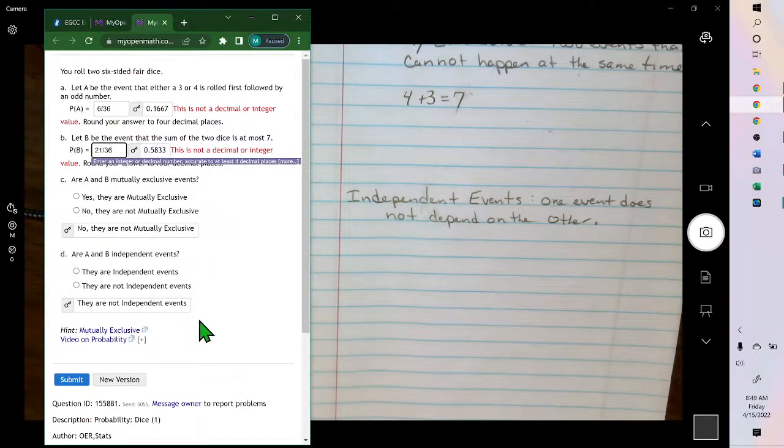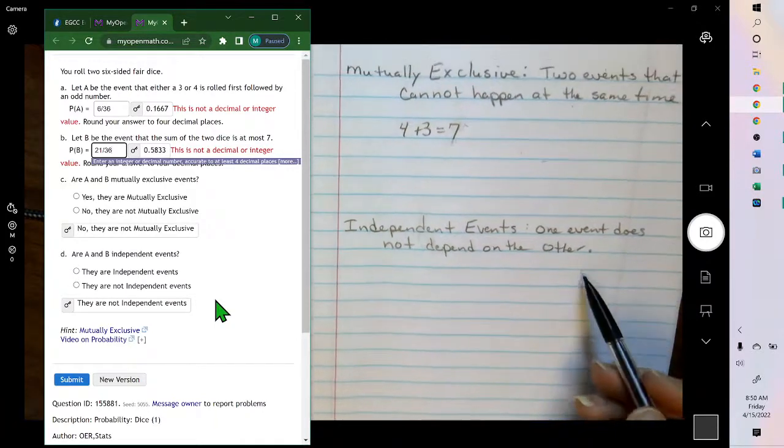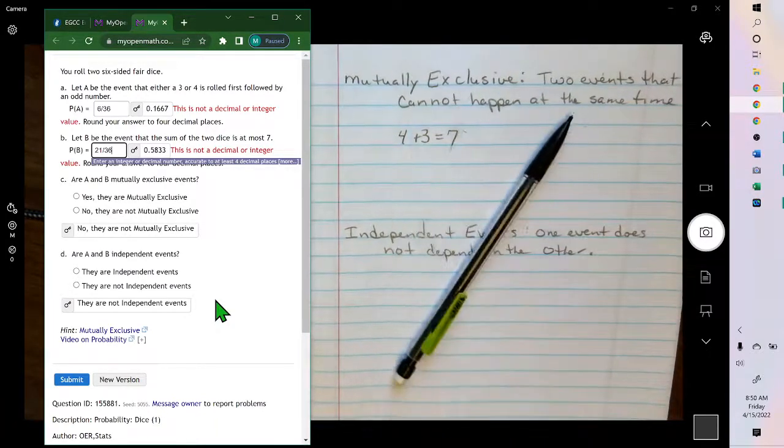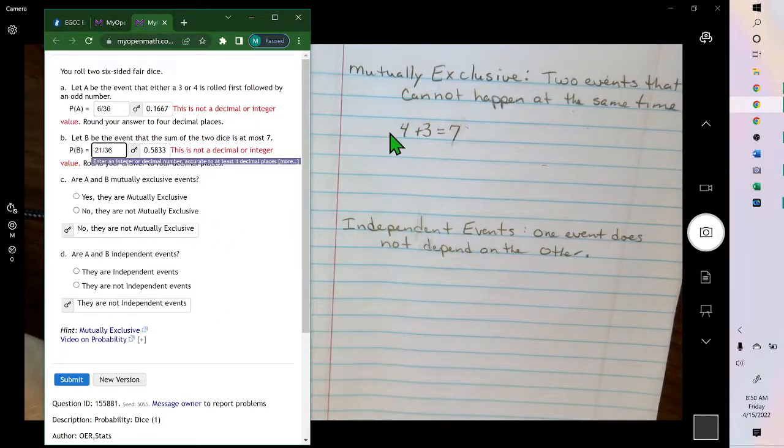The independent events, one event does not depend on the other. Well, they do depend, because if we want the sum to be 7, depending on what we roll here will depend on the second one. So if we're getting the 3 or the 4, then that causes what needs to happen here to add up to 7. So the two depend on each other. So they are not independent events.